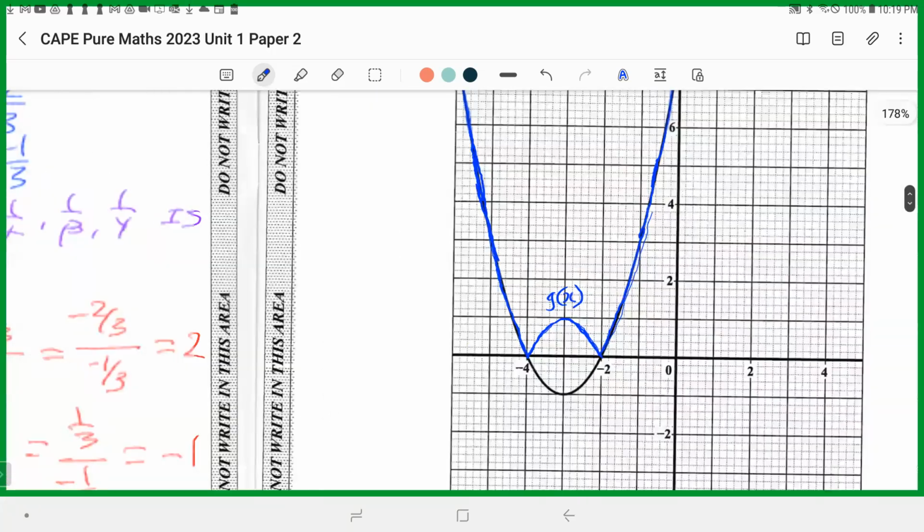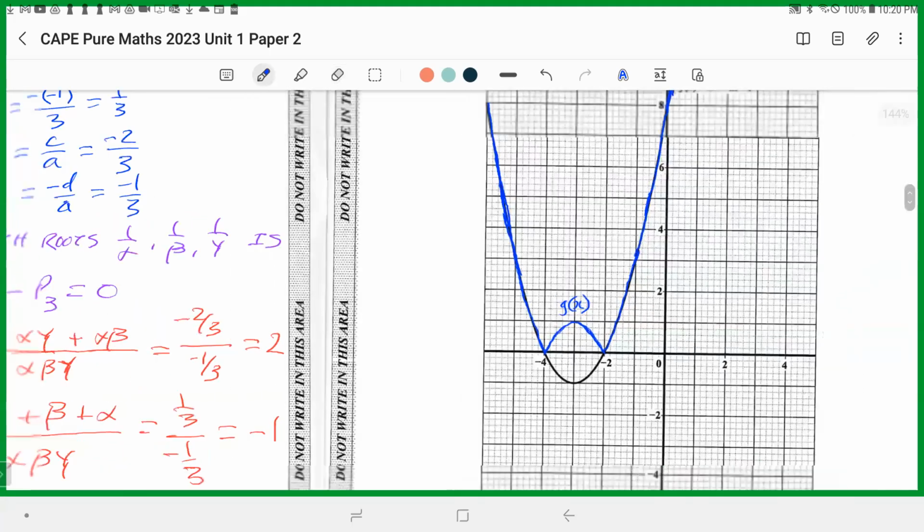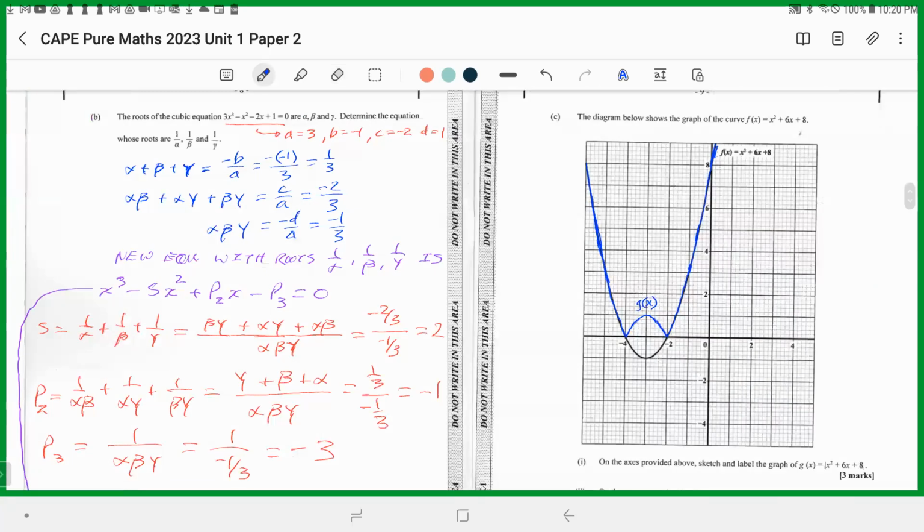Alright, and so draw it and label it. So that is it. Draw it and label it. So that blue graph is my g of x. Nice and easy. Alright. So this part is no longer on it under here. So that is a part of f(x). Alright, so that is that.